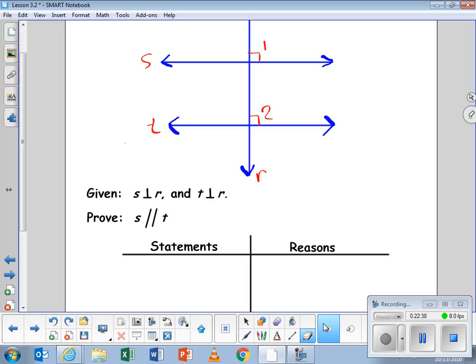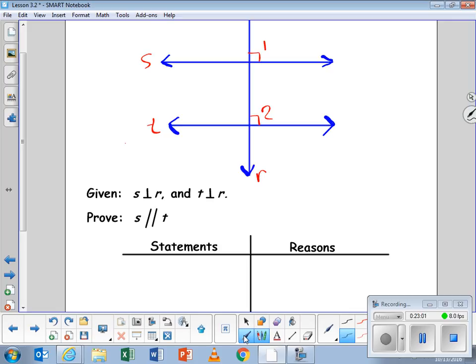Most of it's going to be, I give you some statements over here, and then you give me the reasons for them. Or maybe I give you a couple statements, I leave one blank, and give you the reason. You have to tell me what that was. So I'm going to help guide you through it a little bit. But this is the first step, me doing it with you. Okay, so what are we given here?